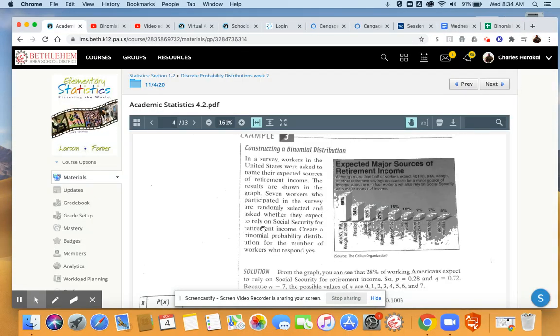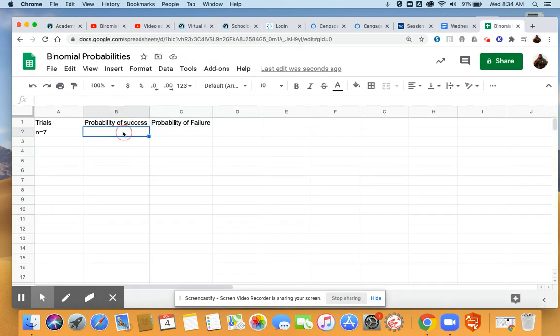So we're talking about how many are going to rely on Social Security, and if we go ahead and look in here at Social Security, we will see that 28% are going to rely on Social Security for retirement income. That's going to be our probability of success. You randomly walk up to one person and ask them, what are you going to rely on for retirement income? There's a 28% likelihood that they are going to say Social Security. P equals, and we're going to put in 0.28 as our value.